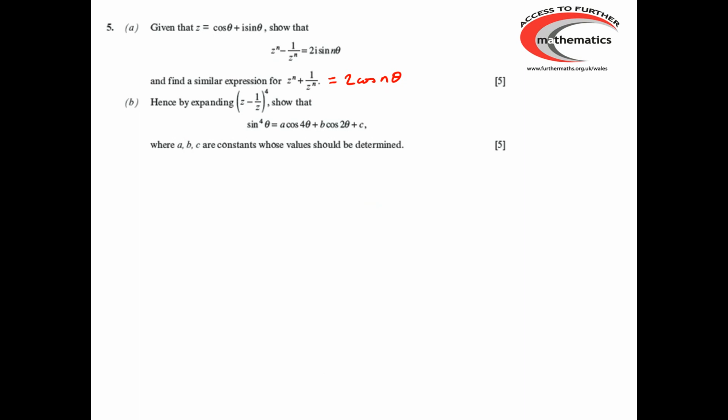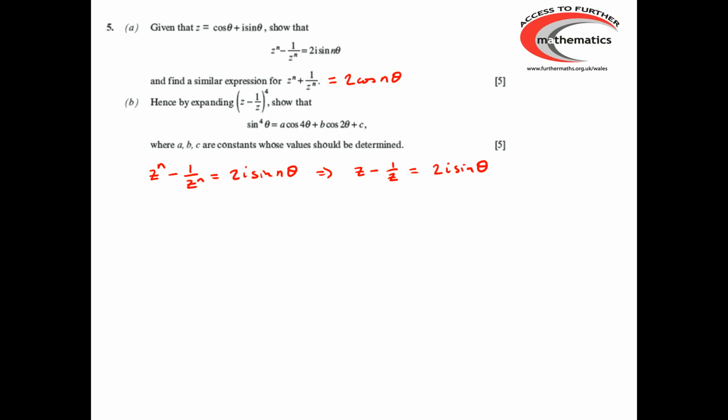It's asking us to consider z minus 1 over z to the power 4. Well, the first thing to do is think about what z minus 1 over z represents. Well, z minus 1 over z is a special case of the result for z to the n minus 1 over z to the n with n equals 1. So we know that z to the 1 minus 1 over z to the 1 is going to be 2i times sine of 1 theta. In other words, we know z minus 1 over z is simply 2i sine theta.